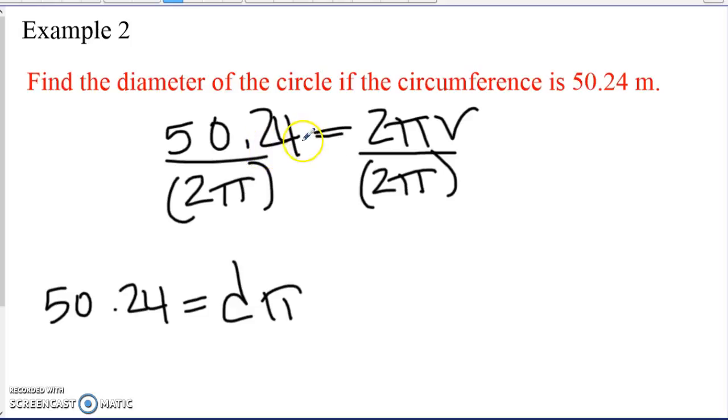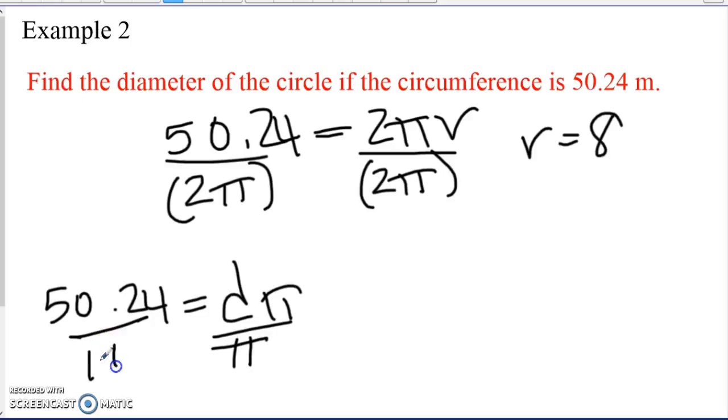Be careful on a calculator. Do not take 50.24, divide it by 2, and then pi without putting in parentheses, because it will divide by 2, then multiply your answer by pi. So make sure you do this so that you'll get that the radius is 8.